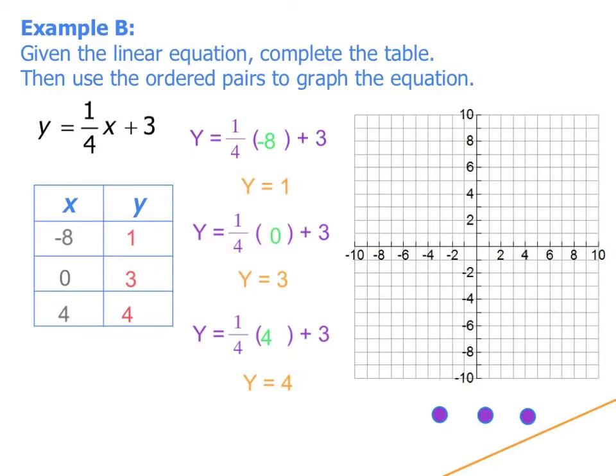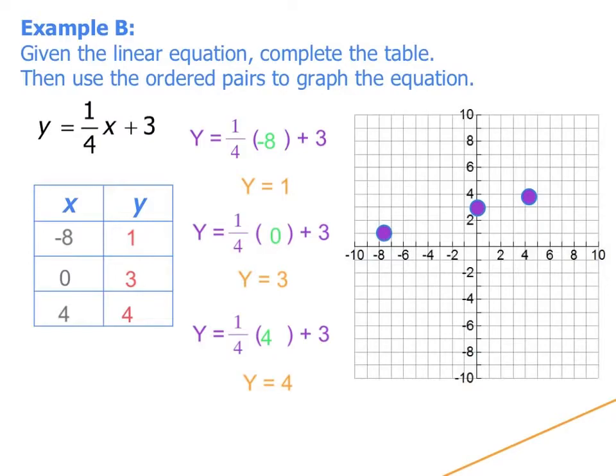So now I've got 3 points. Again, all 3 of my points happen to fall on my graph. If they don't, that's okay. I select different points. So I'm going to select, let's see, -8, +1, zero, 3, and 4, 4.